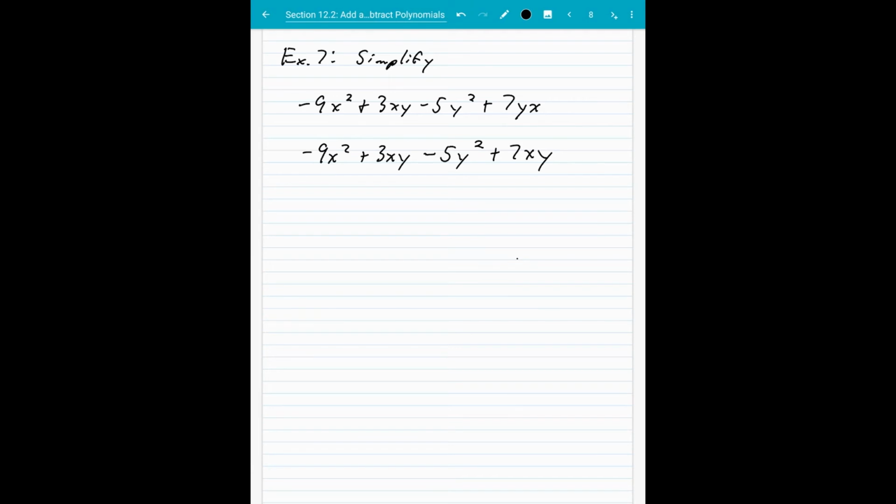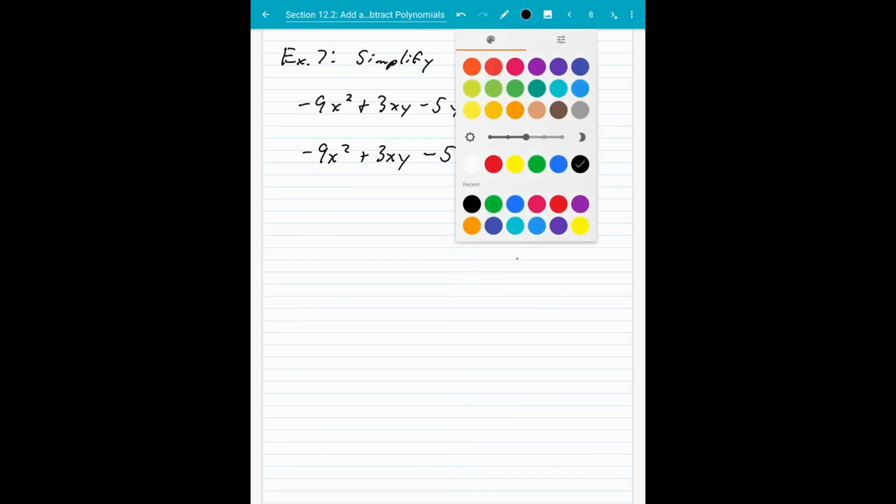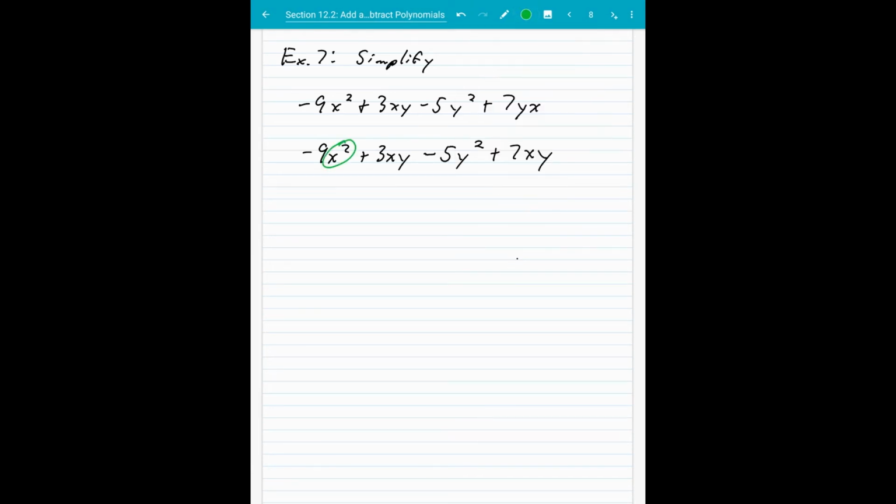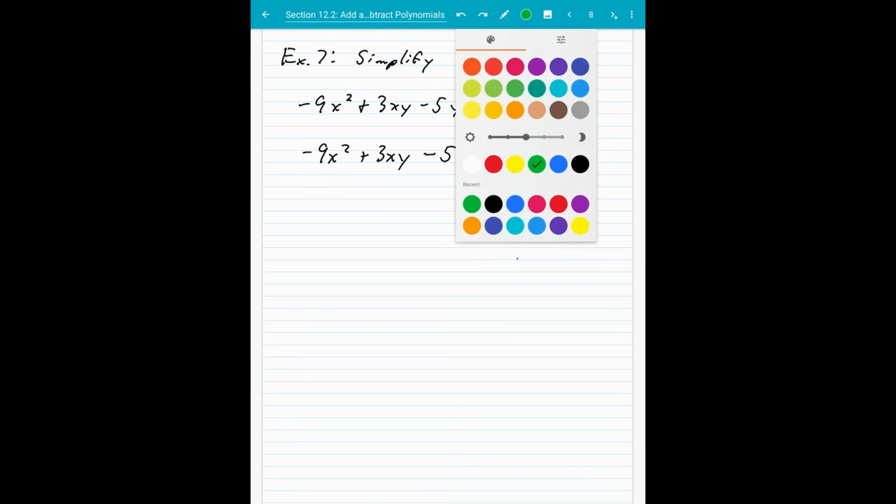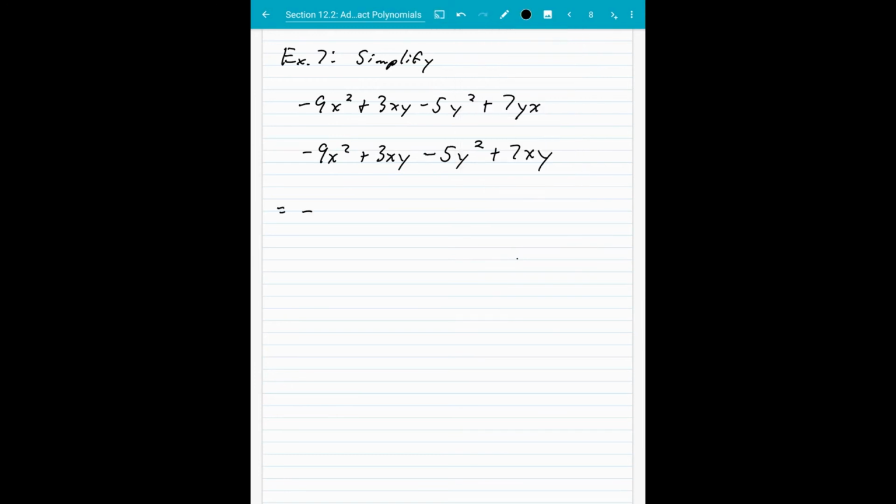Now what I want to do when I'm looking for like terms is examine everything. Are there any other x squareds? I don't see an x squared here, nor here, nor here. So if I have nothing to combine, I'm just going to rewrite it. So this is equal to negative 9x squared. If I want, I can cross this out so I can visually see I'm done with it, and I've already copied it over here. It helps you do it step by step.